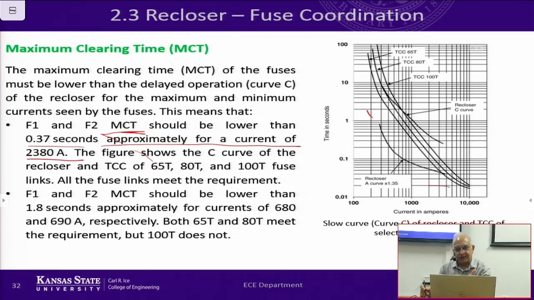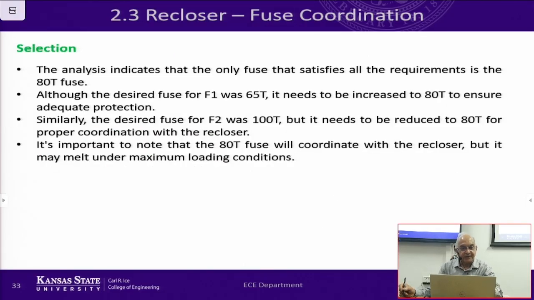So 80T will work. The analysis indicates that the only fuse that satisfies all the requirements is the 80T fuse. Although the desired fuse for F1 was 65T, it needs to be increased to 80T to ensure adequate protection, because 65T is too fast. It interferes with the recloser. And F2, the desired fuse for F2 was 100T, but it needs to be reduced to 80T for proper coordination of the recloser.